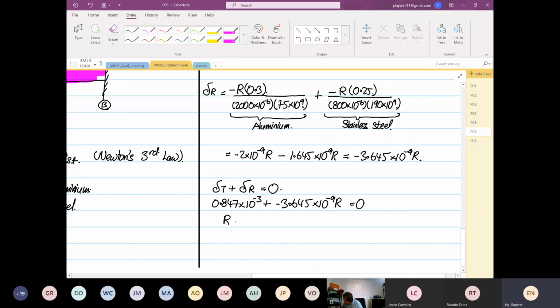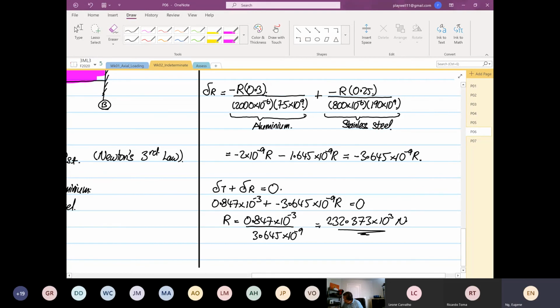So therefore R is equal to 0.847 times 10 to the power minus 3 divided by 3.645 times 10 to the power minus 9. So it's equal to 232. So what I got is 232.373 times 10 to the power 3 Newton.